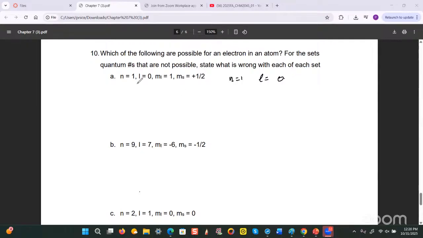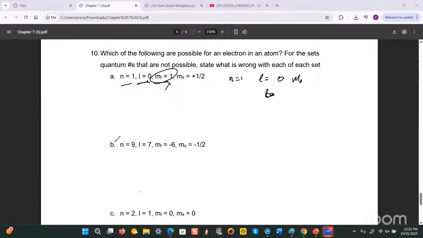Exactly, right? So that is fine. If n is equal to 1, L will be equal to 0. Now, if L is equal to 0, what are the possible values of ML? 0. So here is where the error is. You see what I'm saying? ML cannot be equal to 1. The only possible value of ML is 0, all right?